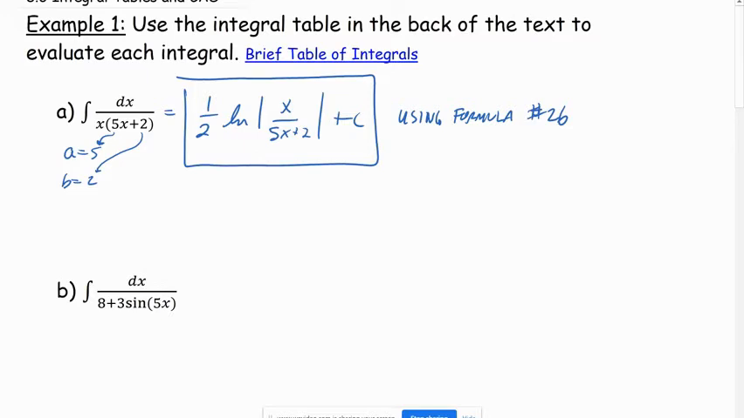Okay, go ahead and take a look at problem B. See if you can find an integral formula that'll match that. We're probably looking for something of the form 1 over a plus b sine of cx. See if you can find one that'll work, and if not, one that's close enough that we can reconfigure this. Pause your video, try it out, and then press play when you're all done.